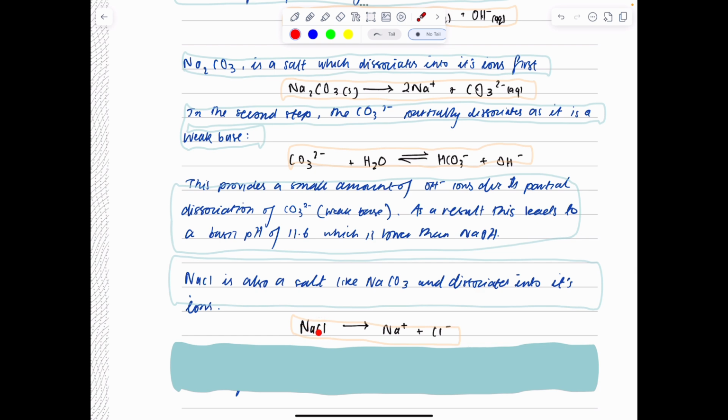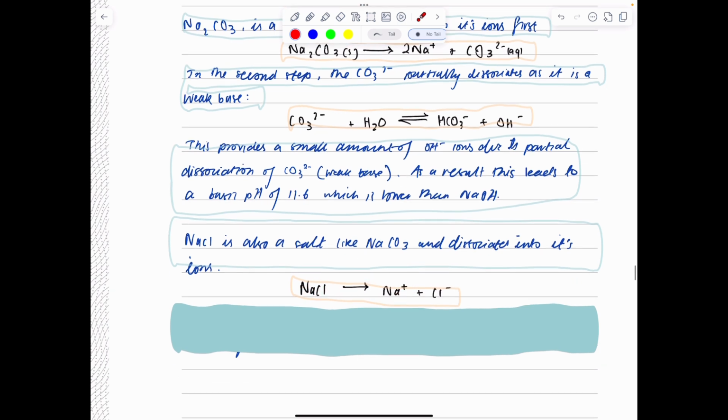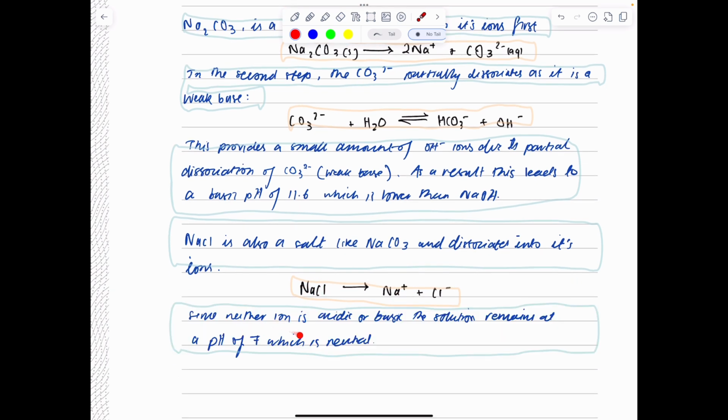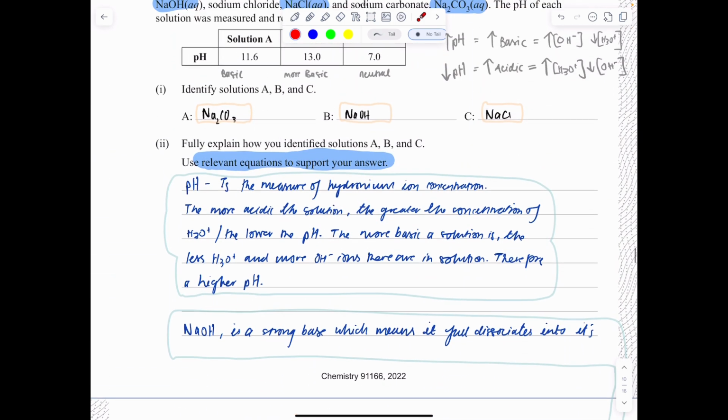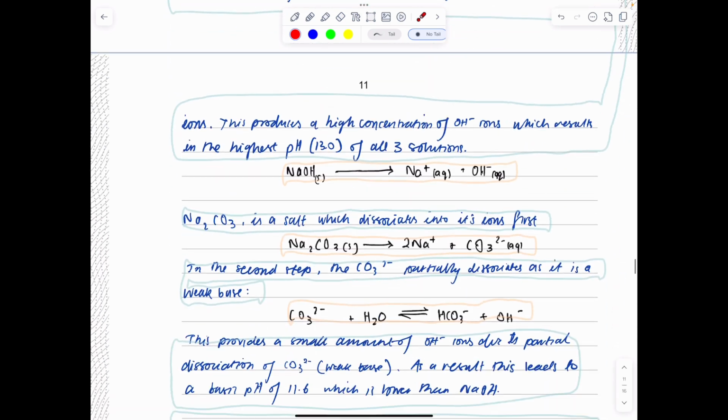So we've got NaCl dissociating into its ions. As I've said before, since neither ion is acidic or basic, the solution remains at a neutral pH of 7, okay? That's how you talk about all of these. Have we fulfilled all parts of the question? Yes, we have.